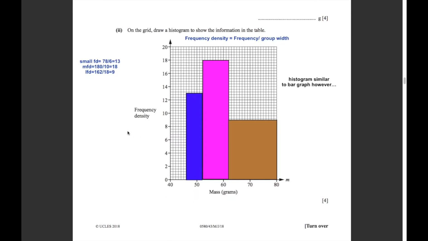Oh, another thing actually with frequency density is that you'll notice that these rectangles, if you try to find their area, it'll give you the frequency. So this one would be 6 times 13, which will give you the 78. So that's how you know it's correct. Okay, so let's move on.